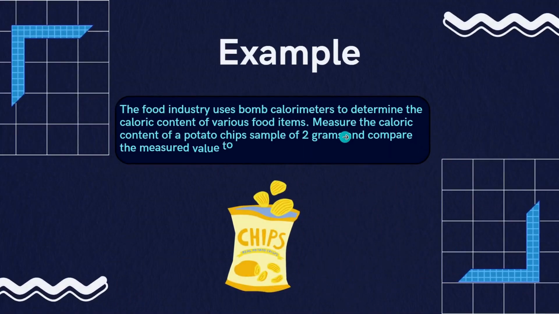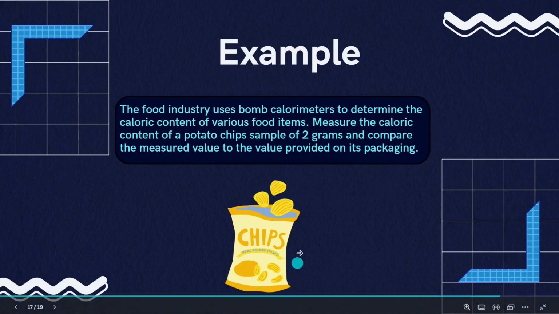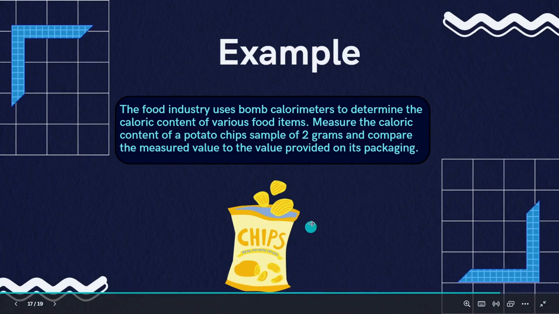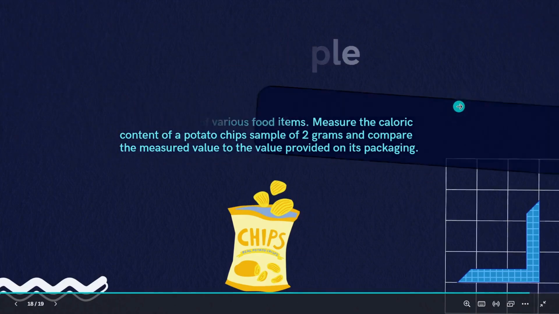There is another example. The food industry uses the bomb calorimeter to determine the caloric content of various food items. We will measure the caloric content of a sample of 2 gram and compare the measured value to the value provided on its packaging. We have seen many times on these packets, on the backside, there is the energy content value given, and many nutrition values also given.